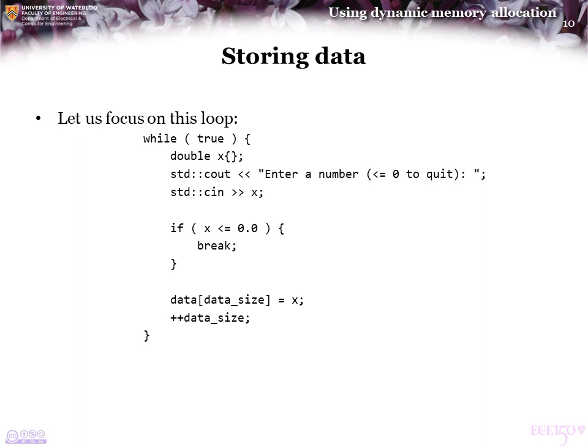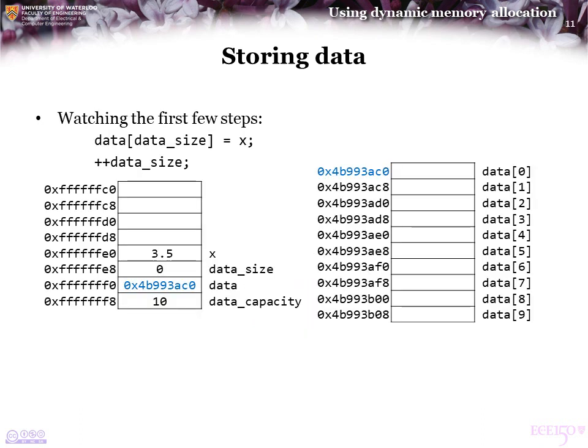Consequently, focusing on the loop of our program, we've requested a value from the user. If it's less than or equal to 0, we break. Otherwise, we will store that value at index data size and increment that local variable.